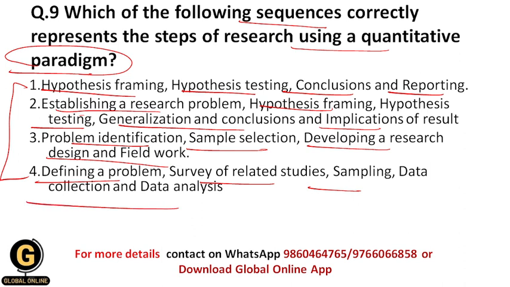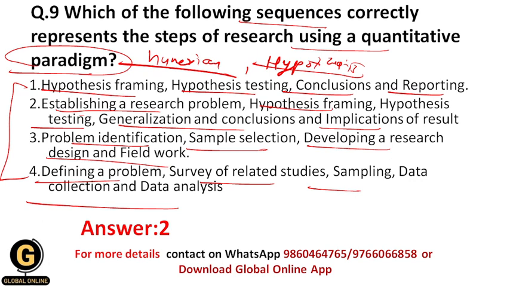So here you have been asked for a quantitative paradigm, and that's why there is the collection of numerical data first of all, then there is a hypothesis, then again there is a testing of hypothesis, there is statistical analysis. So that's why we need to follow such procedures in the quantitative paradigm, and that's why your correct answer should be second, because here the first step is establishing a research problem. And this thing I have told you earlier that in any kind of research process, the first step is to identify and establish a research problem.